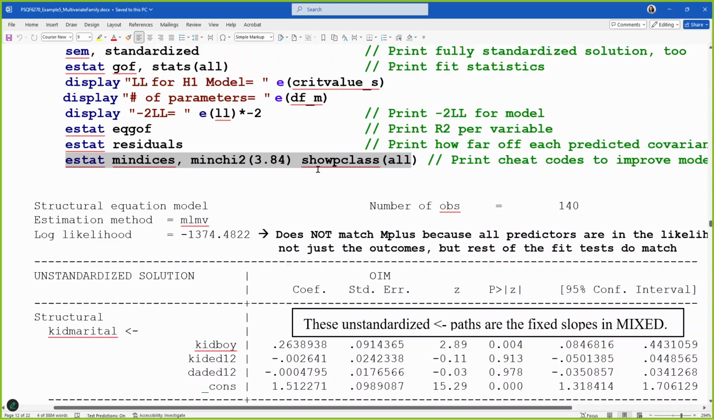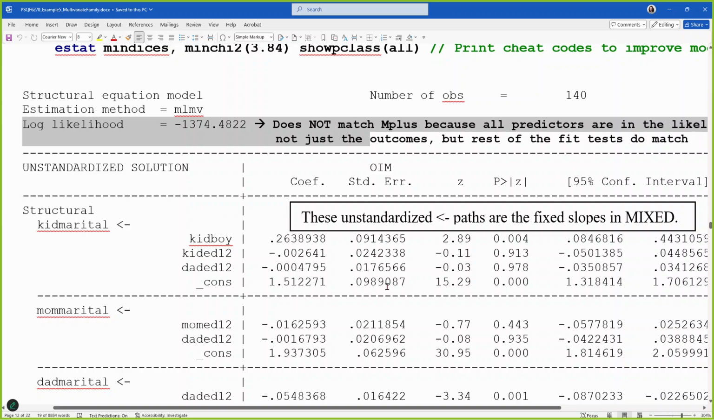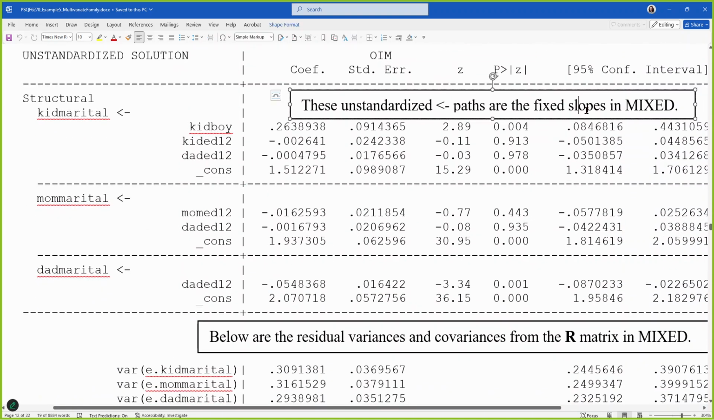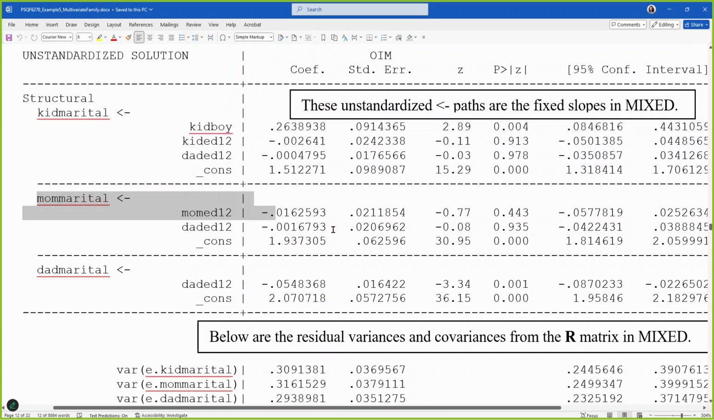All right, I have a note here that because of the way that it's bringing all the outcomes into the model, the log likelihood doesn't match M+, but otherwise, these are the analogous fixed slopes and mixed. So here's the regression model predicting the kid outcome, its own intercept, the two kid predictors and the dad predictor. Here's the regression model predicting moms, and here's predicting dads.